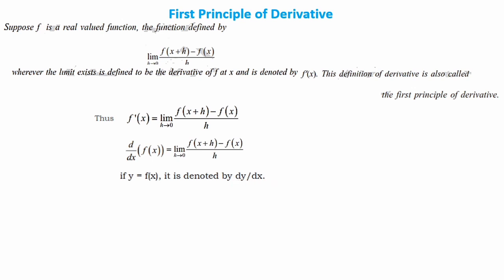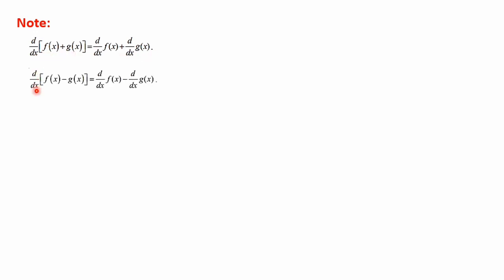This is the symbol we use in common calculations, dy by dx. Next, we shall discuss some algebra of derivatives and also some important rules of derivatives. The first one, d by dx of f of x plus g of x is equal to d by dx of f of x plus d by dx of g of x. Next one, d by dx of f of x minus g of x is equal to d by dx of f of x minus d by dx of g of x.